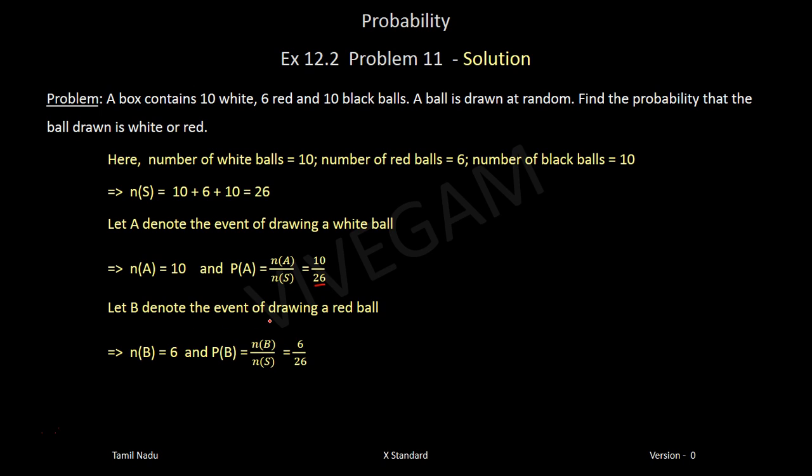Let B denote the event of drawing a red ball. So n of B is the number of red balls. How many red balls are there? There are 6. So n of B is 6, and P of B is n of B divided by n of S, that is number of red balls divided by total number of balls, that is 6 by 26.